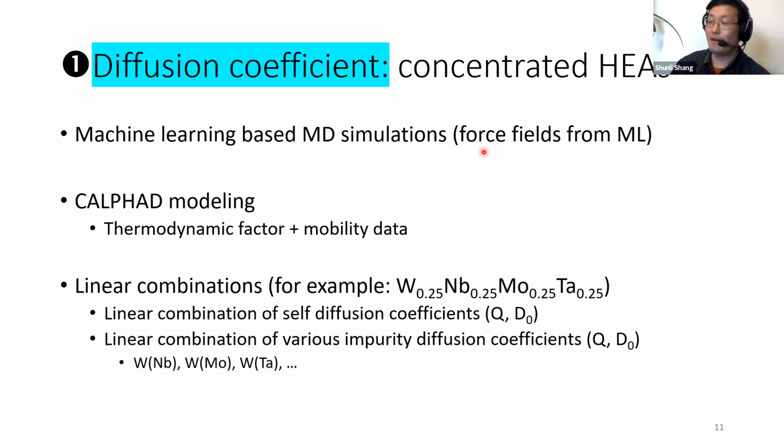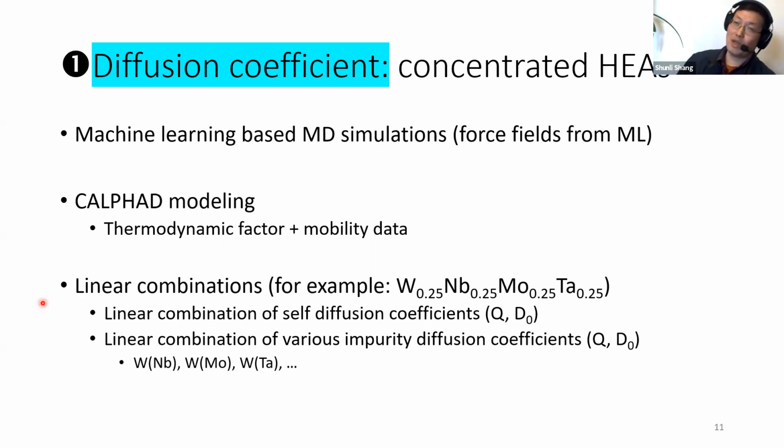It means the force field from machine learning, but this is still time-consuming work. The second one is we can base the CALPHAD modeling to predict the diffusion coefficient for the concentrated alloy. We use two contributions. One is from the thermodynamic: we use the thermodynamic factor plus the mobility data. This also needs some time.